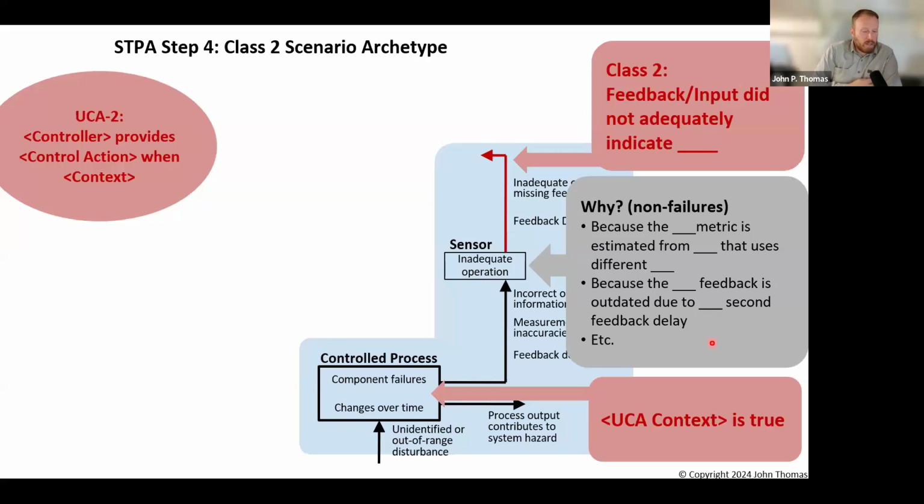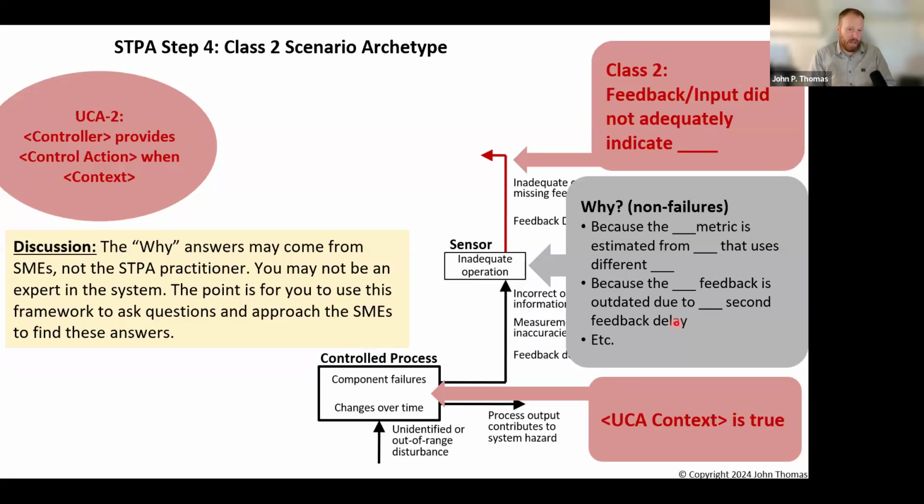And so you can just take what's on the screen and get with your design team, go to a whiteboard and say, what are the reasons that this can happen? How can this UCA context be true, but the feedback doesn't indicate it? And it could be because some metric is being estimated and it uses a different basis. Could be because the feedback actually is outdated. Even though it does get through, it's delayed and outdated because there's a 10-second feedback delay because of the way the sensor or whatever works, right? Another non-failure case that can be interesting.